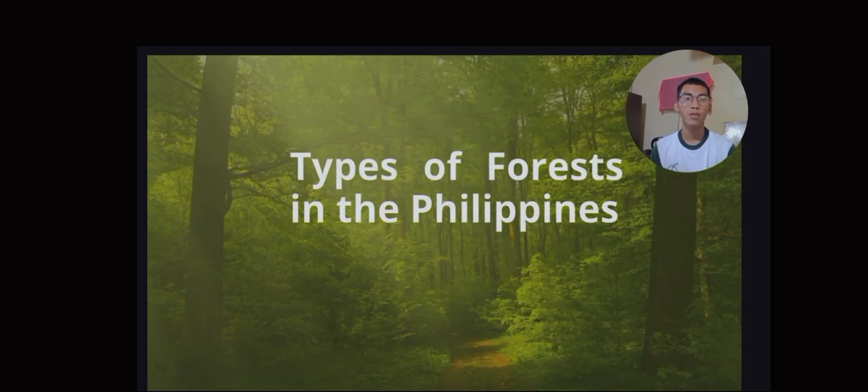So, types of forest in the Philippines. The different types of forest in the Philippines.